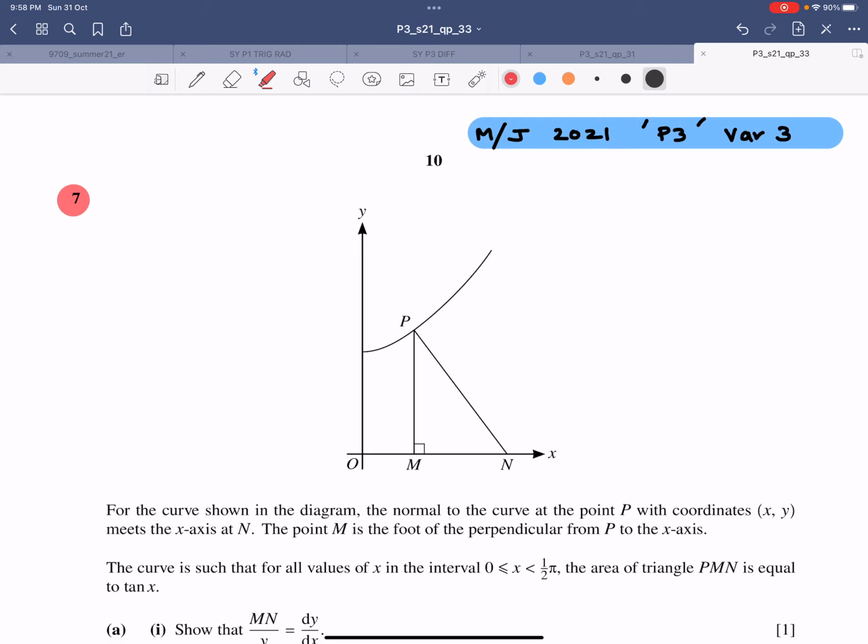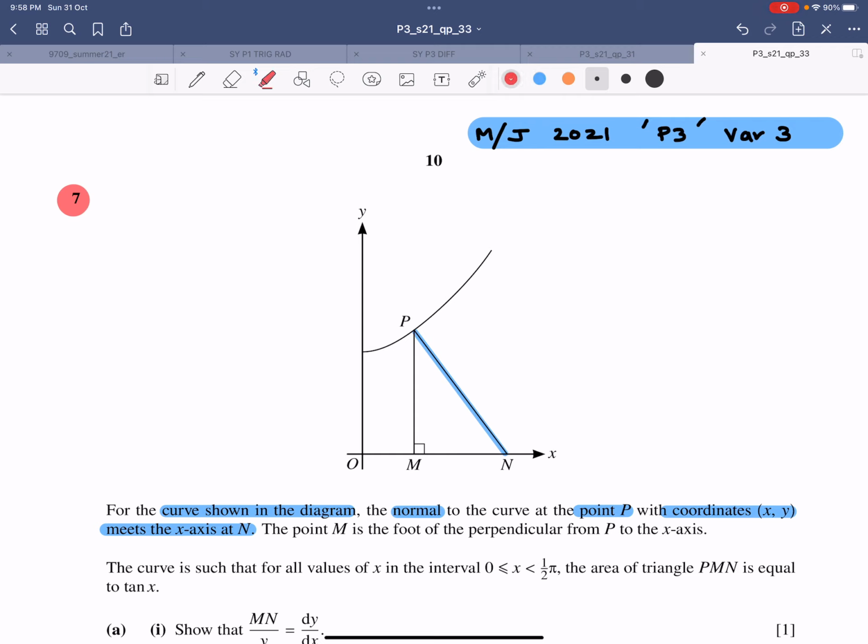Let's look at question number 7 of this paper. The question says, for the curve shown in the diagram, the normal to the curve at the point P with coordinates xy meets the x-axis at N. Now let me first highlight the normal. This is the normal to the curve.